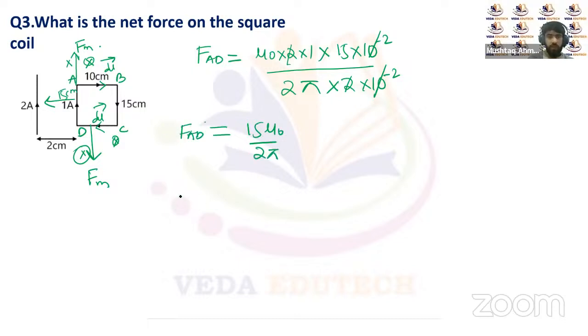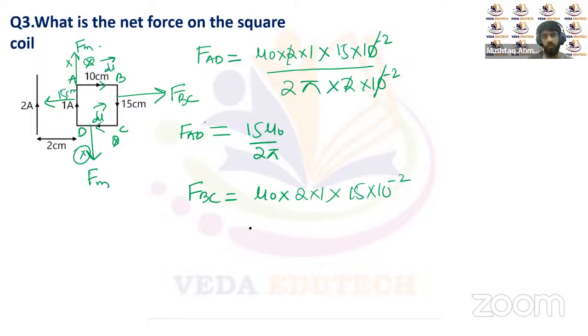Now let's calculate the magnetic force on the BC part. It will be mu naught I1 I2. Since it's an anti-parallel current, the magnetic force will be repulsive in nature. It will be along this direction, right, on the BC part, right? So mu naught I1 I2, it will be 2 into 1, right? The length of this portion is 15 centimeters. And once again, that will be 15 into 10 to the power minus 2, upon 2 pi d.